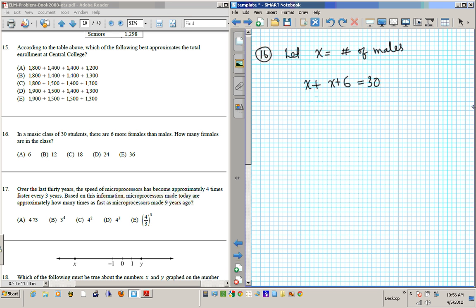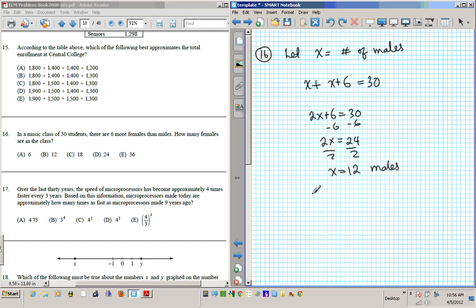So to solve it, this becomes 2x plus 6 equals 30. To get x by itself, you subtract 6. You have 2x equals 30 minus 6, which is 24. Divide both sides by 2. X equals 12, alright? So this is the number of what? Is it 12? No. This x is the number of males, so you have to be careful here, okay?